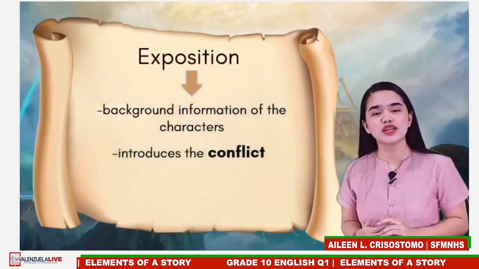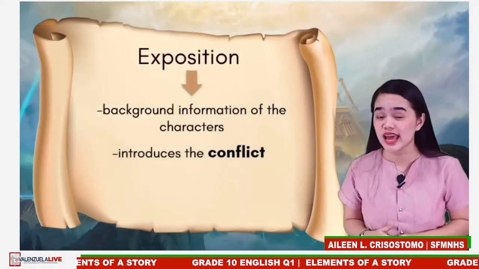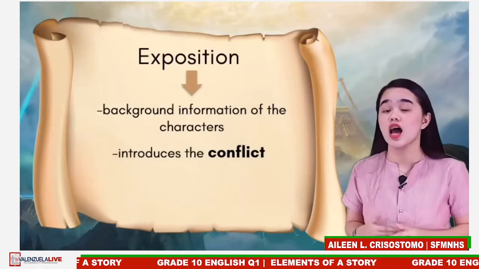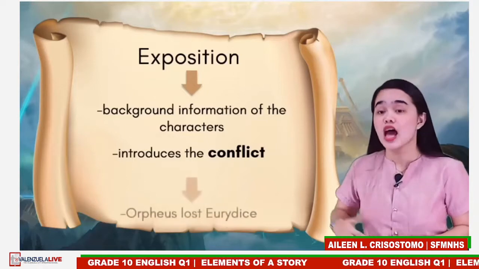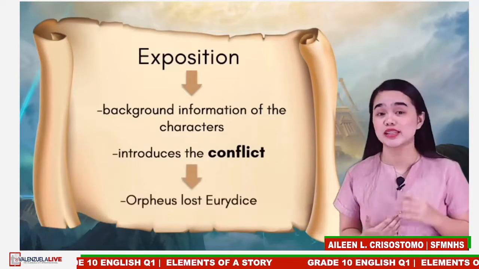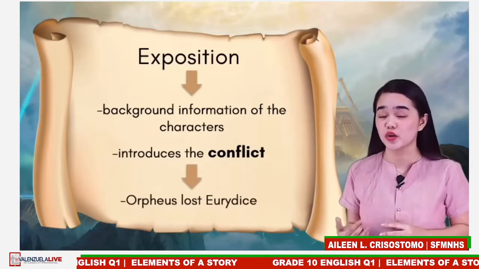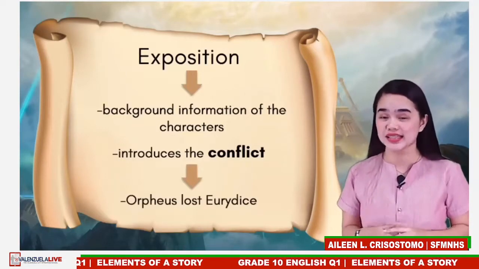We can observe that just like the other typical stories, its exposition narrates to us the background information of the characters and introduces the conflict. The major conflict of this story is when Orpheus lost Eurydice because of a snake bite.